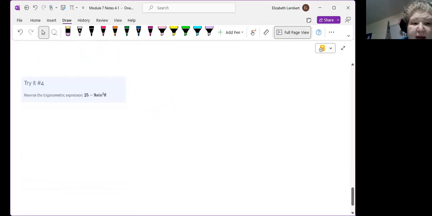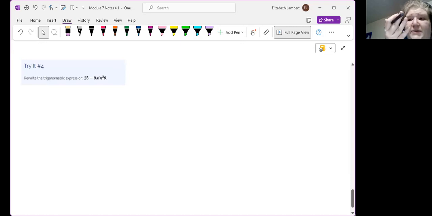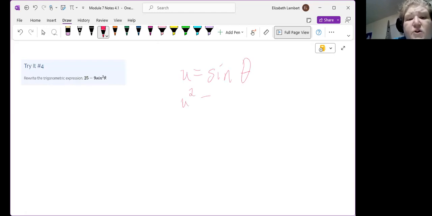And then here we have doing it again. So now 25 and the 9, they're numbers. We're used to dealing with numbers. The sine squared, though, looks a little weird, so we'll go ahead and use our u. All right, so if u is sine theta, u squared is sine squared theta. So my expression here, 25 minus 9, I'm going to write u squared now.